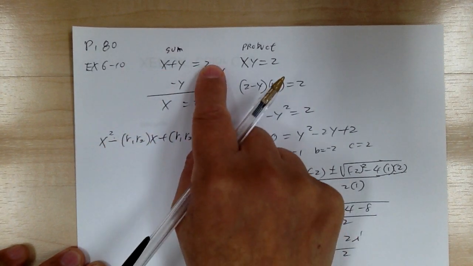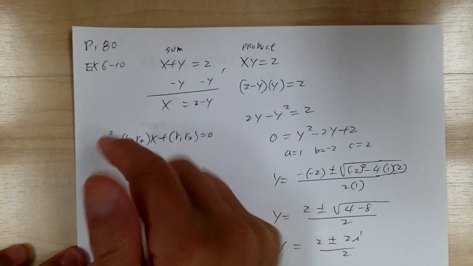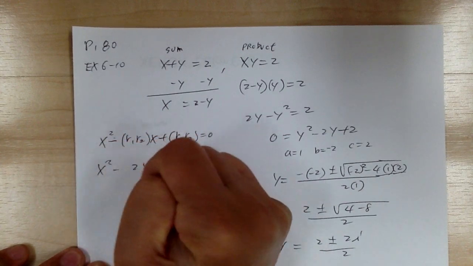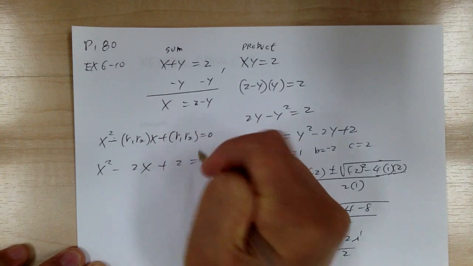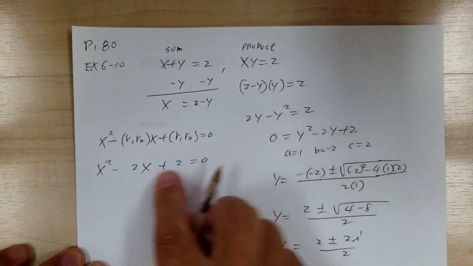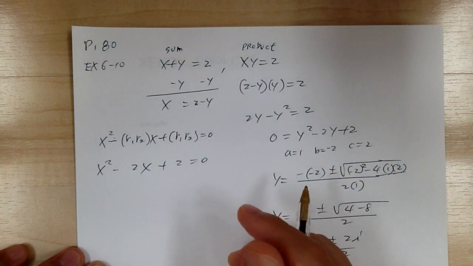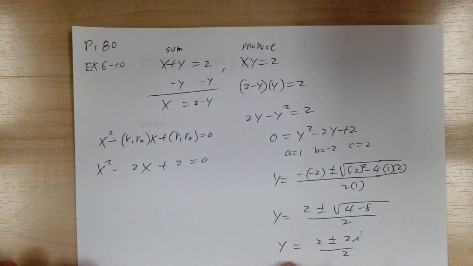So the sum is 2. So this becomes x squared minus 2x, and the product is 2, so it becomes plus 2 equal to 0, and that's that, right? So you can be flexible with the variable. So again, this x is not this x. And from here, again, you can solve to get that.